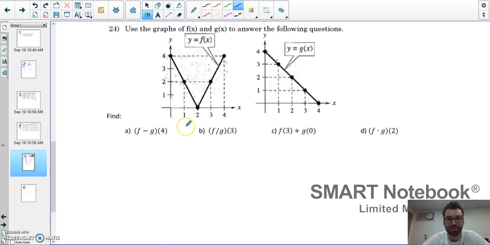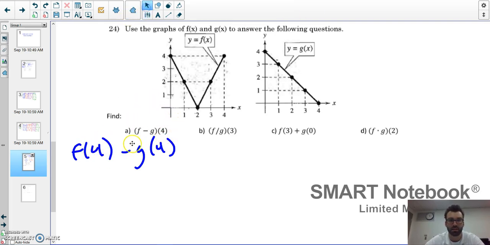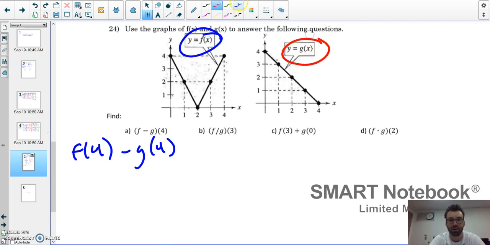24 says, use the graphs for f of x and g of x to answer the following questions. So this says f minus g of 4. Remember, this is f of 4 minus g of 4. So I look to my graph of f of x, and we're going to do f in blue, we'll do g in red, go over to 4. f of 4 is 4, minus g of 4, which is 0, so your answer is 4.